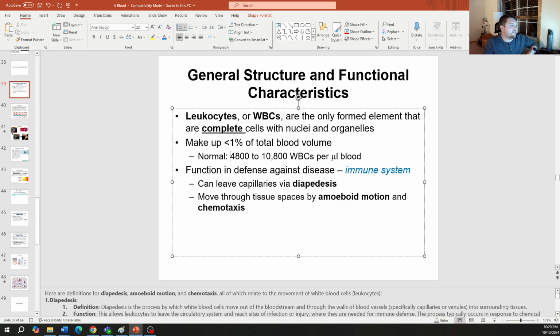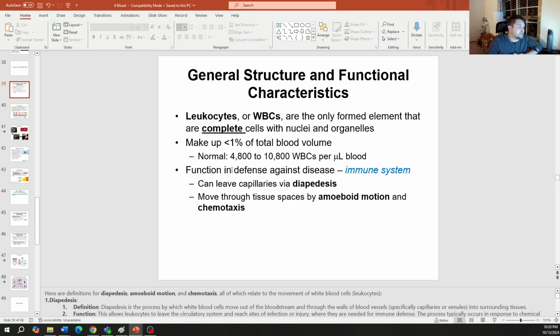is between 4,800 and 10,800, about 4,000 to 11,000 per microliter of blood. Okay? Make sure we know our normals. Again, throw in there 4,000 to 11,000 is the typical normal range. And these are for our defense against disease, our immune system.